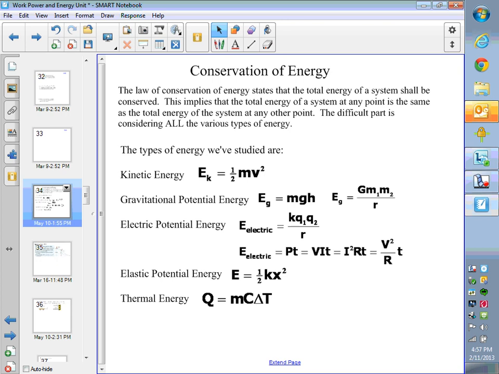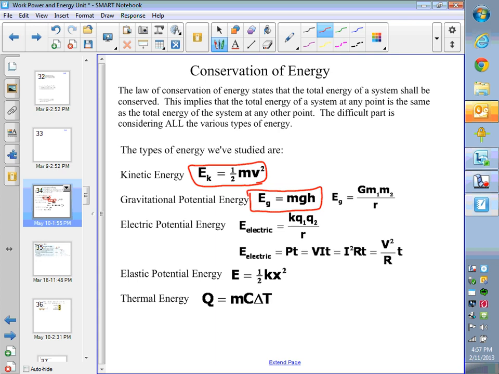And there are many different ways that you could have studied. We've studied kinetic energy, 1/2 mv squared. We've looked at the gravitational potential energy, mgh. There's ways to calculate gravitational potential energy from other courses. Electric potential energies we haven't covered yet, but we could. And the elastic potential energy, that's coming up shortly. And you may even remember the thermal energy, Q equals mc delta T, from chemistry classes.